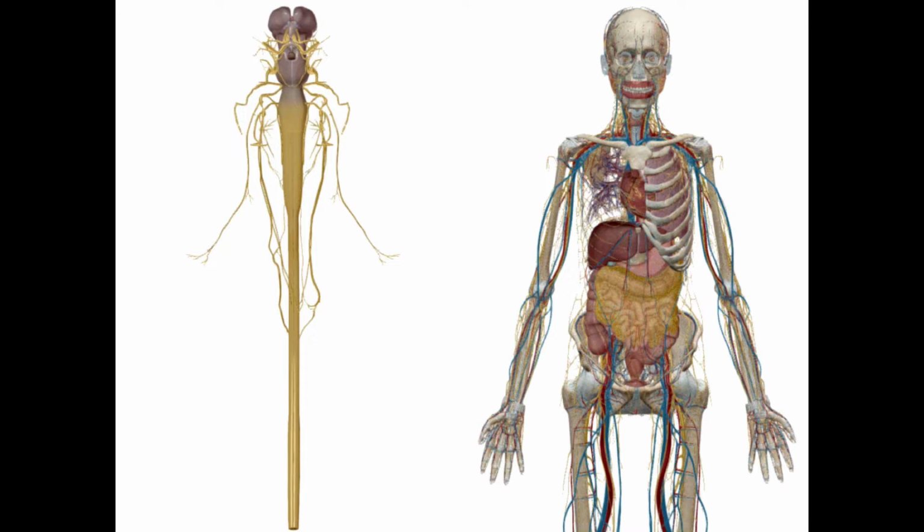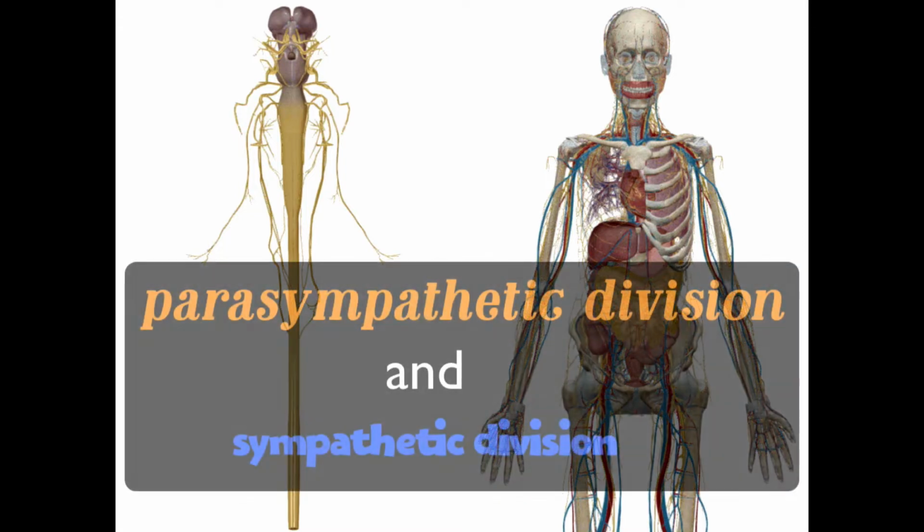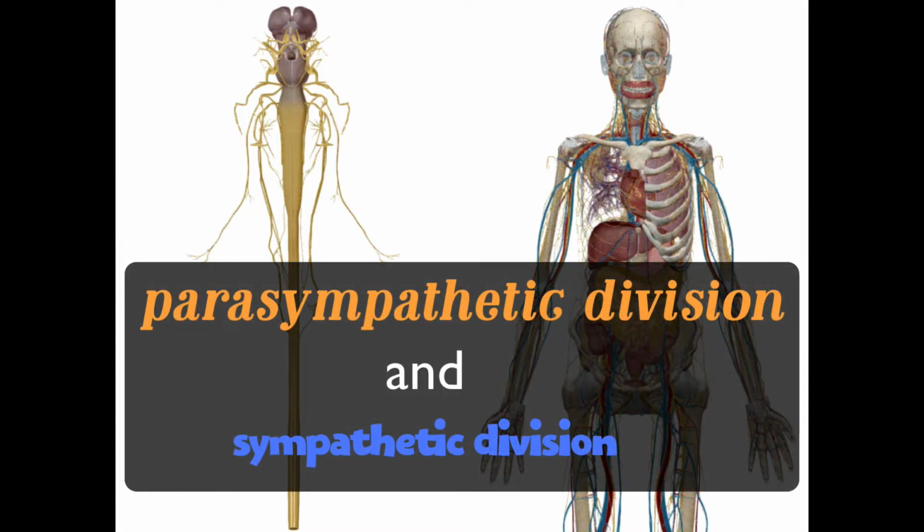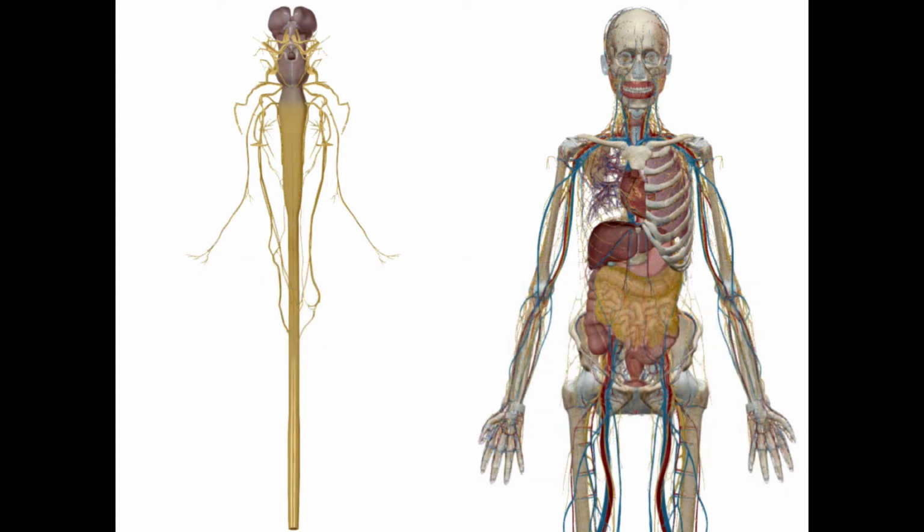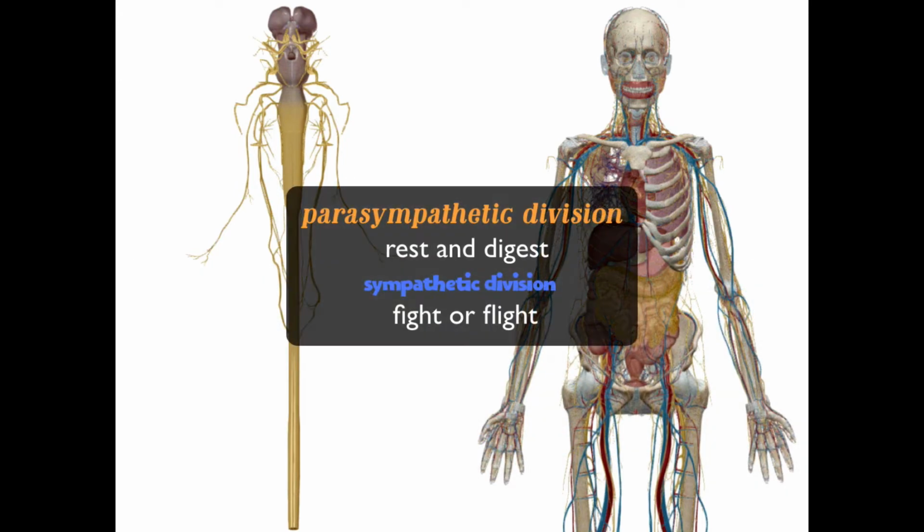So the nervous system can be split up into two different types. You have the parasympathetic and the sympathetic. Parasympathetic is better known as your rest and digest. This is your autonomic nervous system, the part of the nervous system that is working while you're not conscious of it.